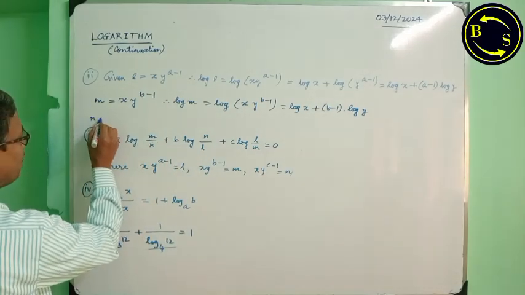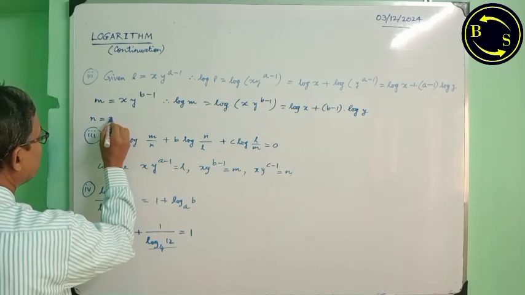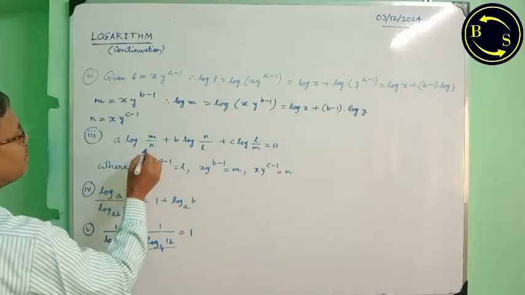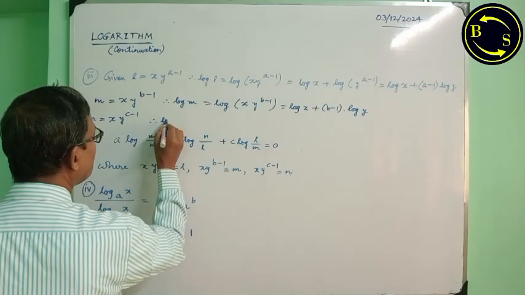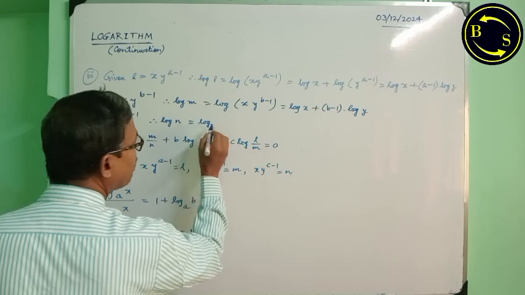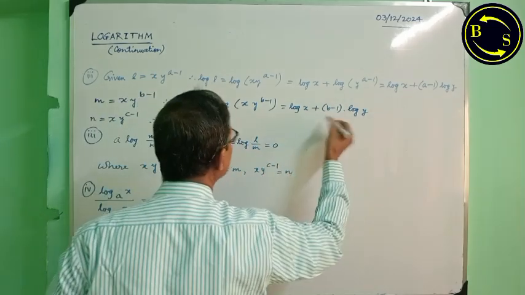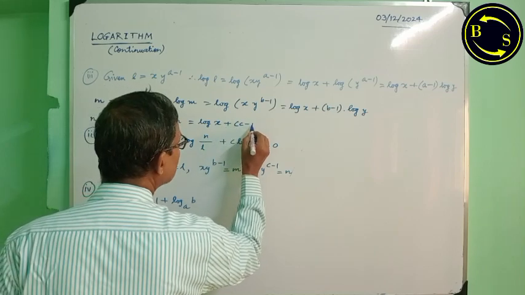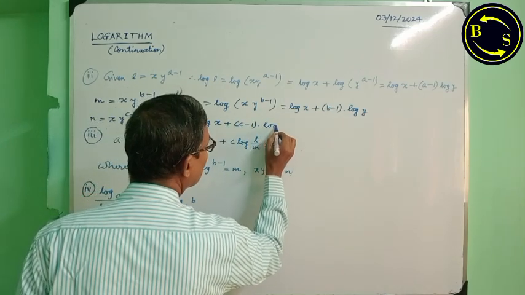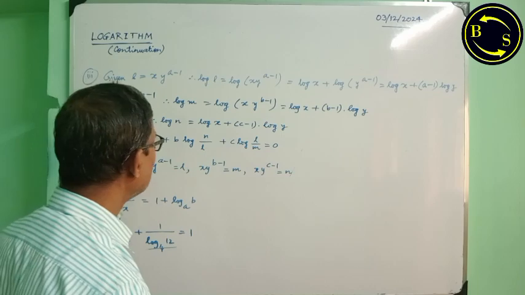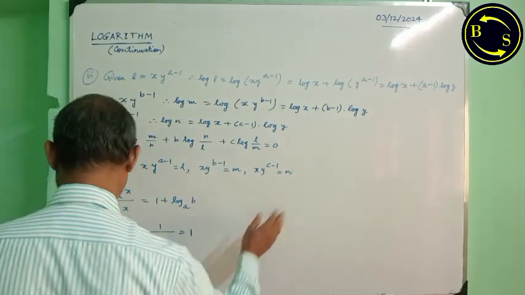Then N is equal to x, y to the power c minus 1. Therefore, log N equal to, I write directly following this, log x plus (c minus 1) whole into log y. Now we shall put the values.